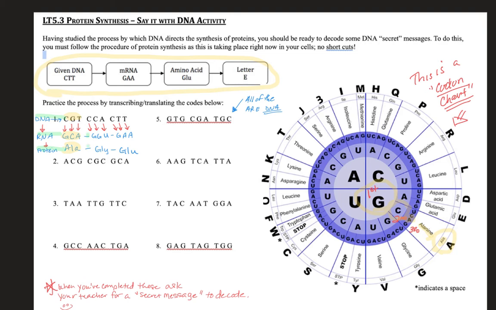Have your dashes in between each of the codons, and follow through each of the steps that I have shown you. I hope this has been helpful. If you have any questions, ask your instructor.